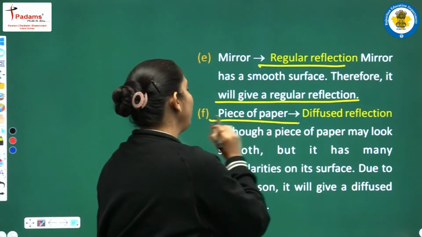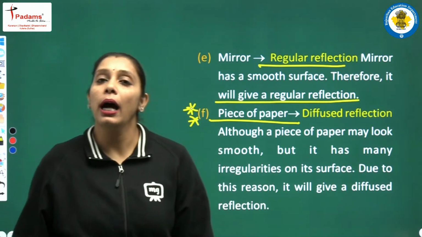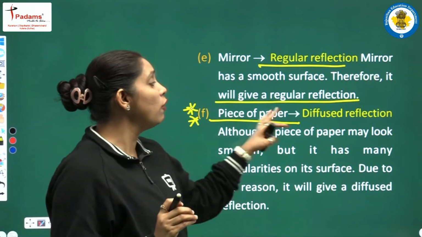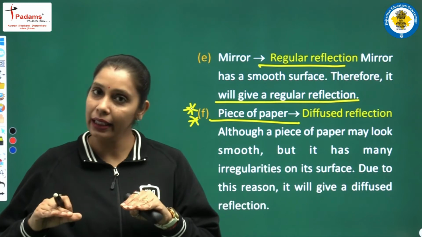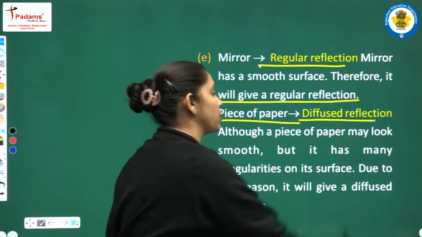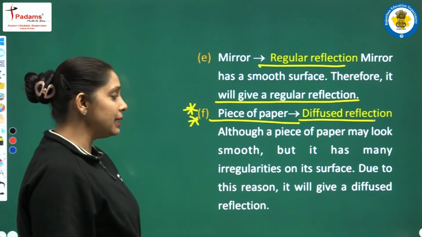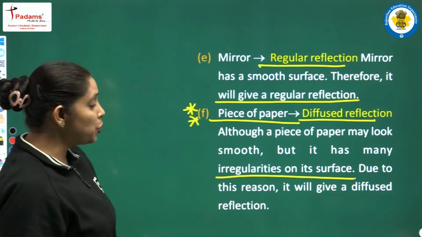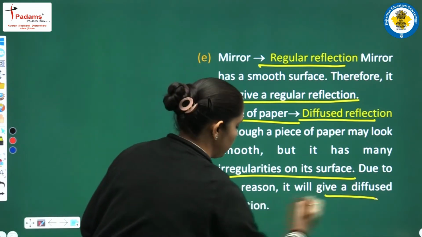Yes. देखो ये वाला थोड़ा सा confusing हो सकता है. देखो बच्चा, हमें पता है पेपर स्मूथ होता है, बट हियर वी आर यूजिंग द पीस ऑफ पेपर. हमें स्मूथ लगता है बट इट इज अनइवन. क्लियर एवरीबॉडी? सो हियर द रिफ्लेक्शन इज diffused reflection. Although a piece of paper may look smooth, it has many irregularities on its surface. Due to this reason, this will give diffused reflection.